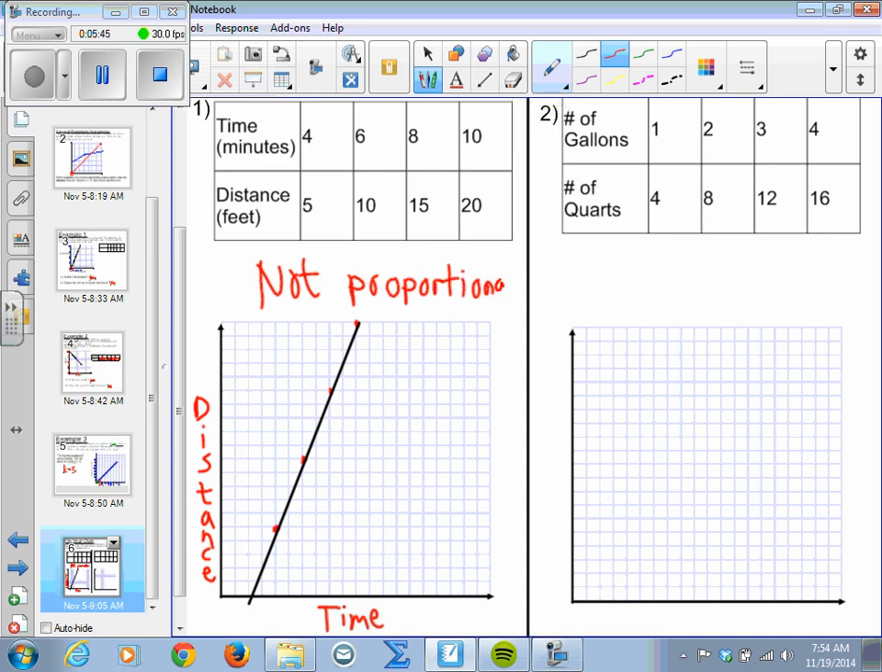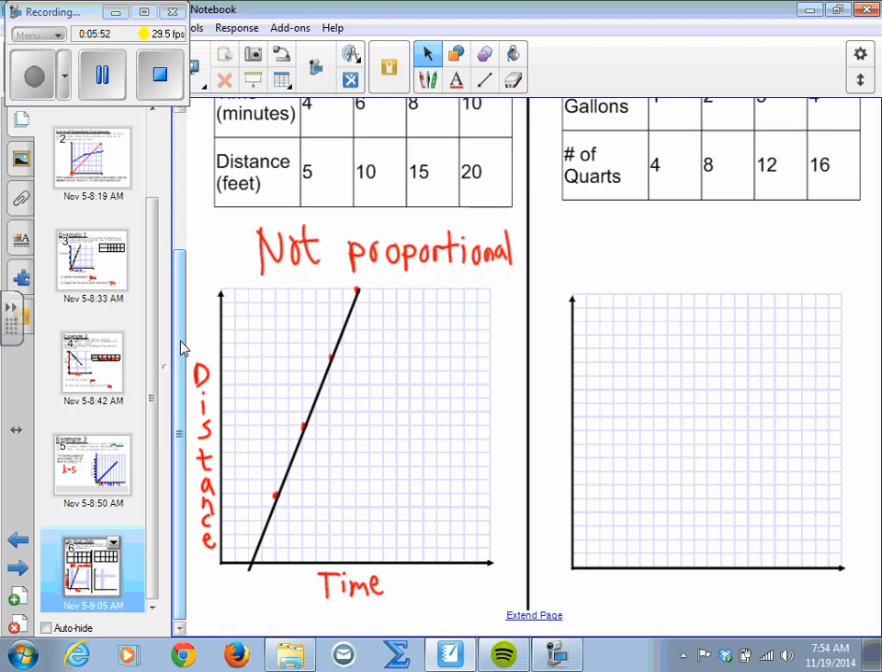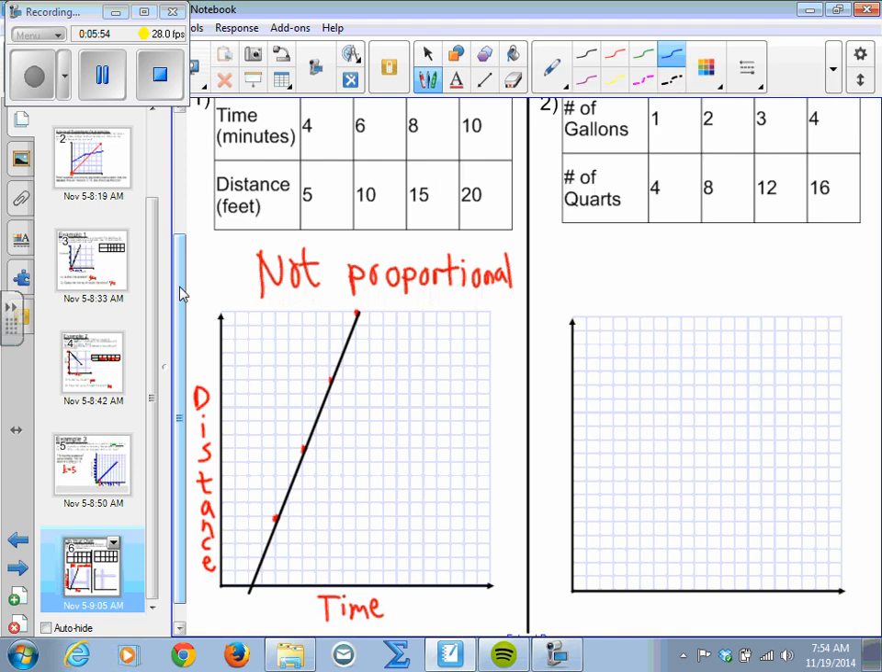Now the next one, we're looking at gallons compared to quarts. So again, the gallons are on top. That's the x-axis. And the quarts are on the bottom. That's our y. So for 1 gallon, we have 4 quarts. For 2 gallons, we have 8 quarts. For 3 gallons, we have 12 quarts. And for 4 gallons, we have 16 quarts.